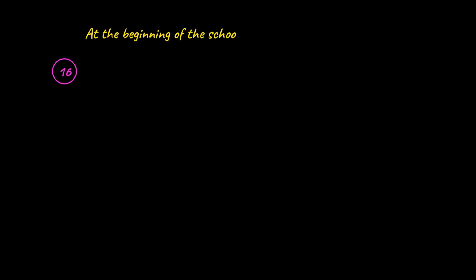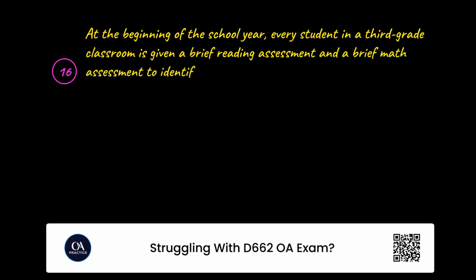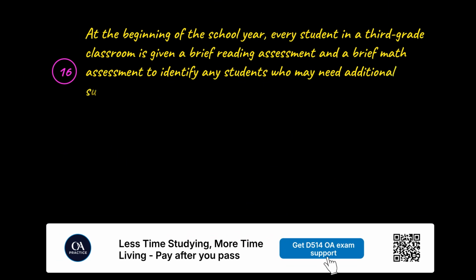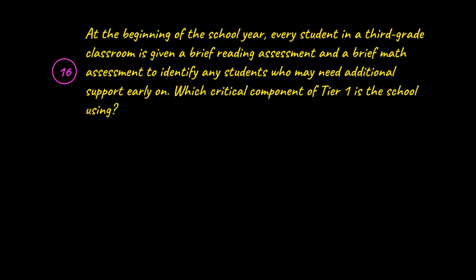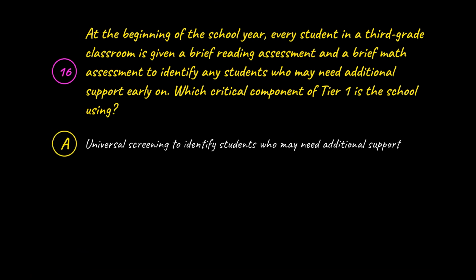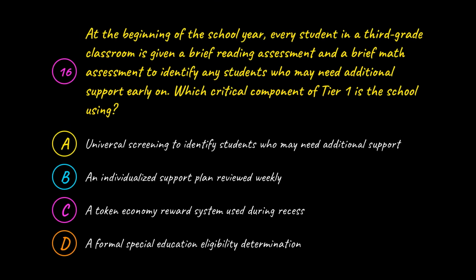Question 16. At the beginning of the school year, every student in a third grade classroom is given a brief reading assessment and a brief math assessment to identify any students who may need additional support early on. Which critical component of Tier 1 is the school using? Your options are A. Universal screening to identify students who may need additional support. B. An individualized support plan reviewed weekly. C. A token economy reward system used during recess. D. A formal special education eligibility determination. Got a guess? Lock it in.